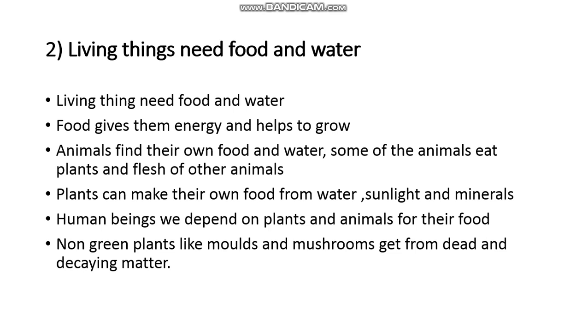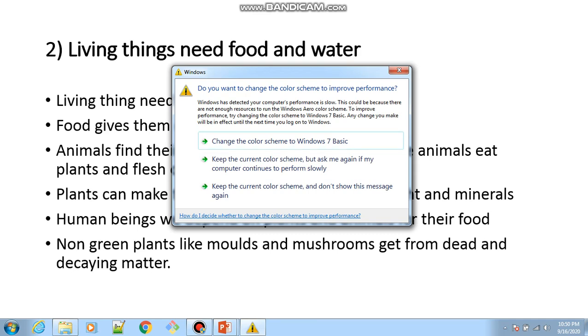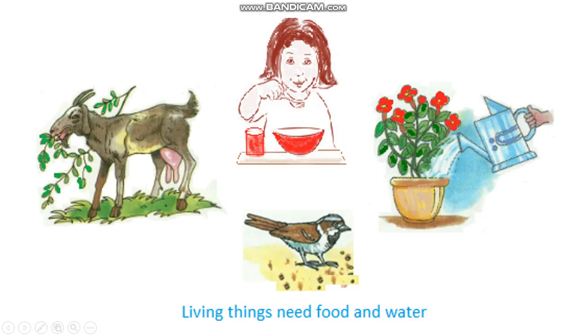And you have one more interesting category, the non-green plant. You have seen plants without green color. That is nothing but what you see day to day, the mushroom and the molds. These get their food from dead and decaying matter. Means on dead plants and animals the mushroom will grow, but it is a non-green plant. It does not have any green color at all. Next, these are the animals eating the foods in these pictures.